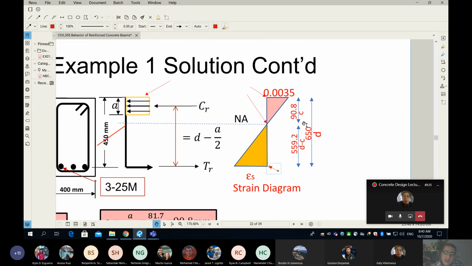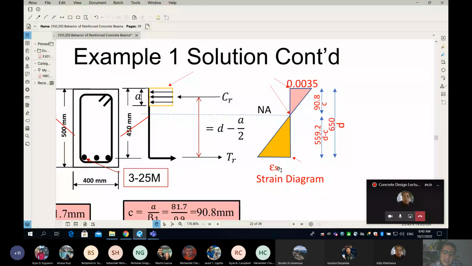This is 595.2. Now, you can see what I did is I just assumed here, because I don't know so far whether my beam will fail in tension or compression or balanced. So generally speaking, I assume that this is epsilon s. I never said it is equal to or more or less than epsilon yield. So I'm going to use this triangle, this geometry here, to simply determine how much is my epsilon s. Is that very difficult? That's pure math.